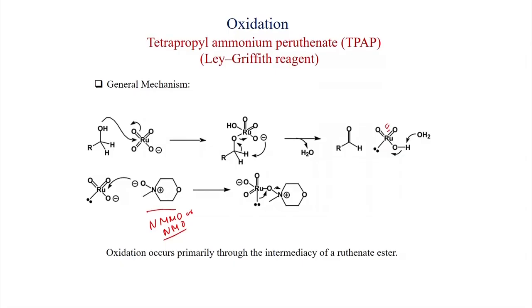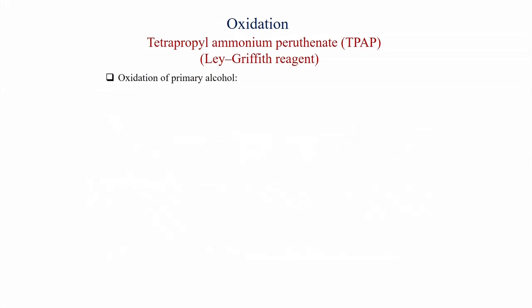ruthenate is generated again. So how does it do this? This O minus attacks the ruthenium again, and now this species is formed, which after elimination of morpholine, as you can see, N-methylmorpholine is liberated here, and you get this ruthenate species. That's the use of N-methylmorpholine N-oxide: it can regenerate the ruthenate species, and this is the ruthenate ester, that is the intermediate.